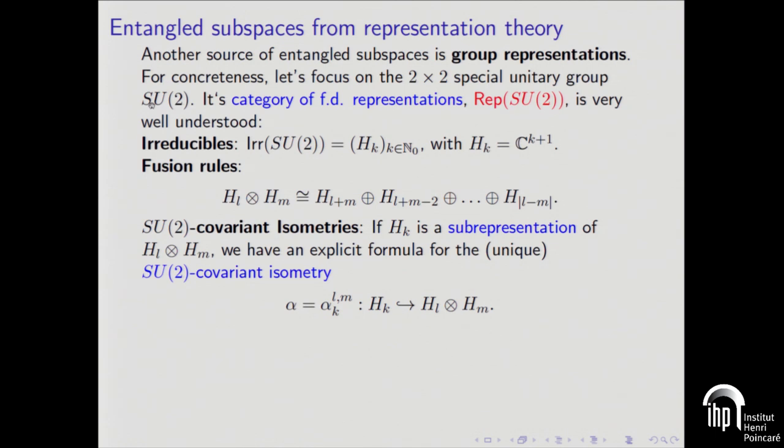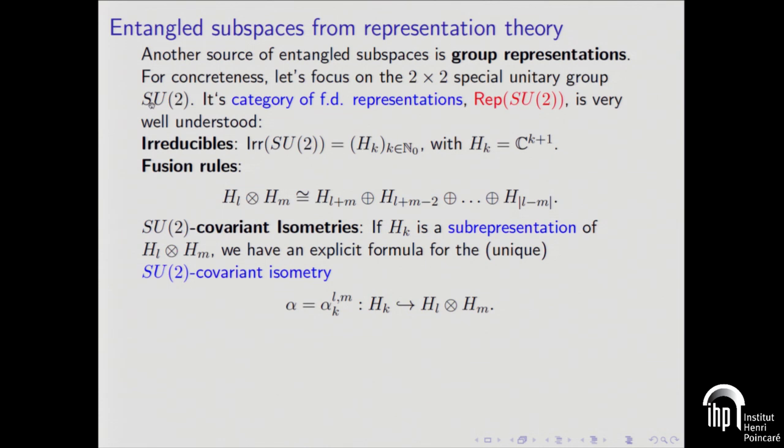So what do we know about irreducibles of SU2? Well, the first thing is the irreducible unitary representations of SU2 are naturally labeled by the non-negative integers. Call each representation H_k. This is a finite dimensional space. And the dimension of H_k is k plus 1. And then what we know by knowing representation theory of SU2 is that there's a way to tensor representations to get non-irreducible representations, but then we can decompose them. And the fusion rules go as follows.